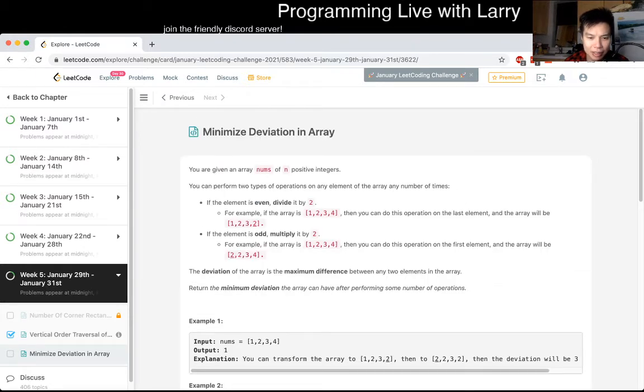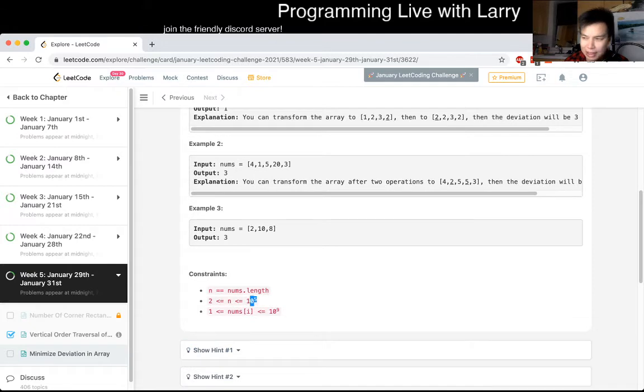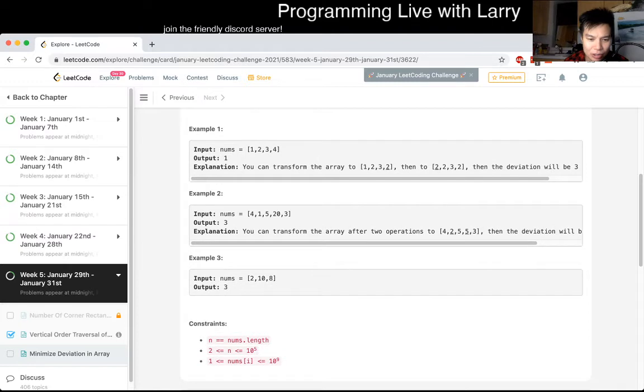And because each number will be at most 10 to the 5th, which is 100,000, which is like 2 to the 17 or 16 or something like that, that means that you only do about 16 divisions at most. At first, you divide the number 16 times and then you get your answer.